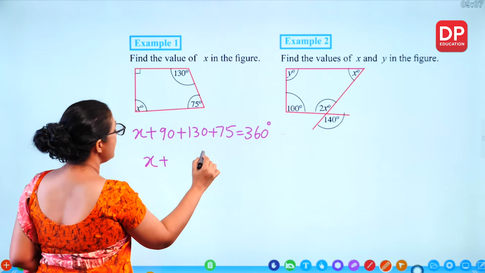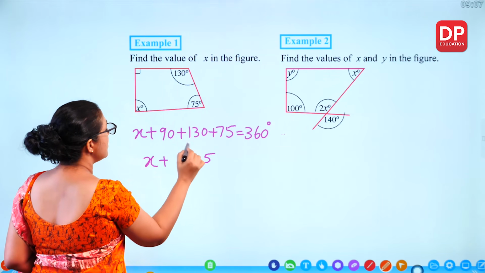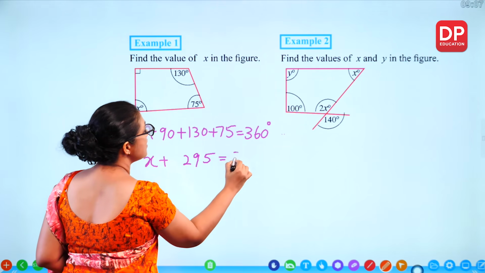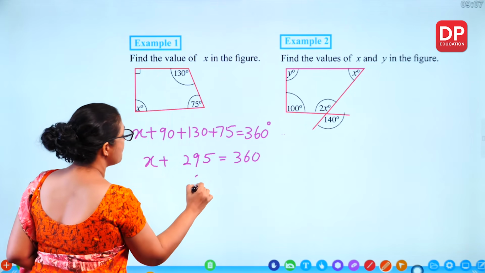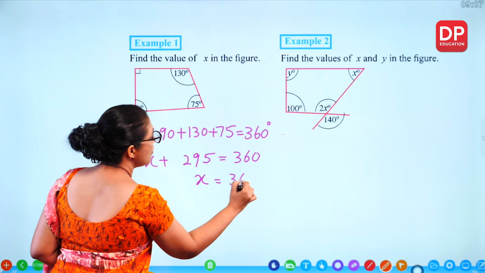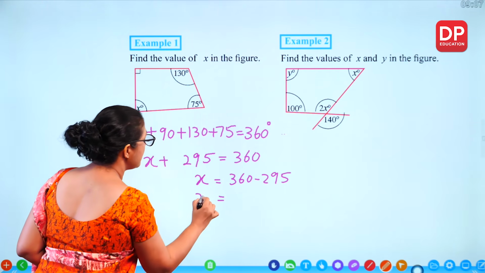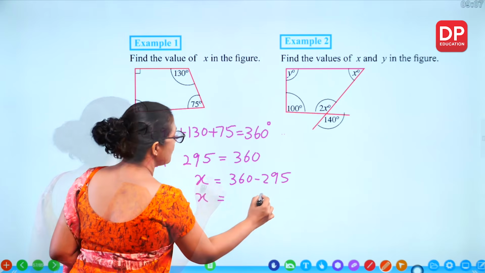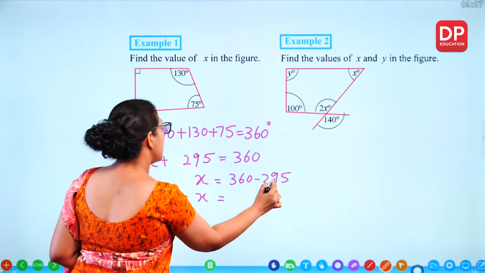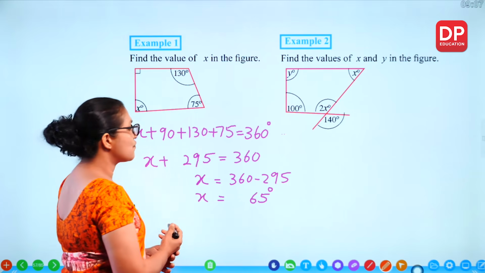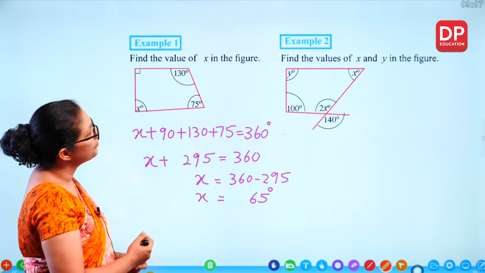Add these three, you get 519 and 2, 295. So when you subtract 295 from 360, you get the x value. So you get 65 degrees for x value.